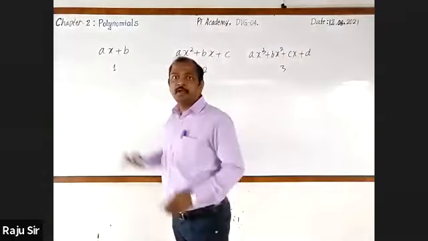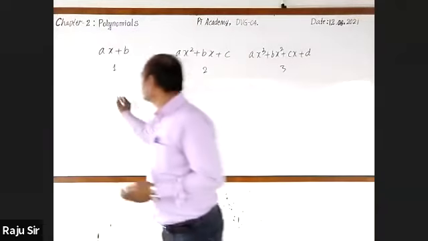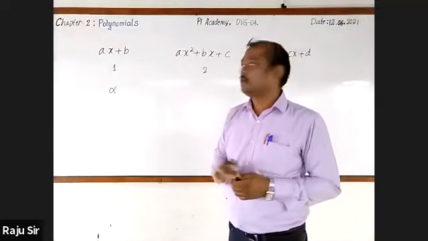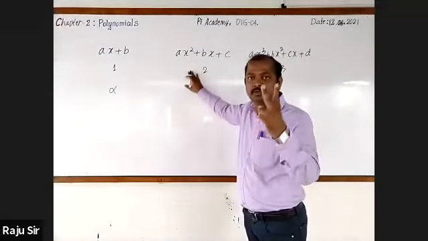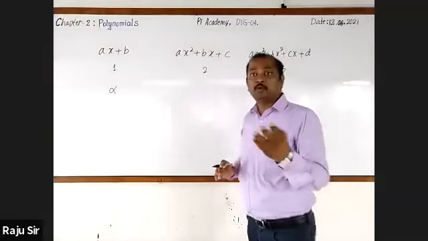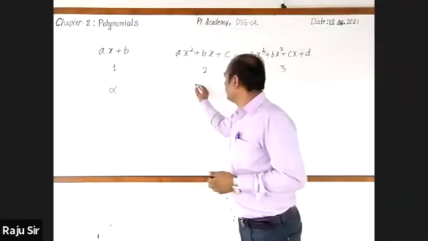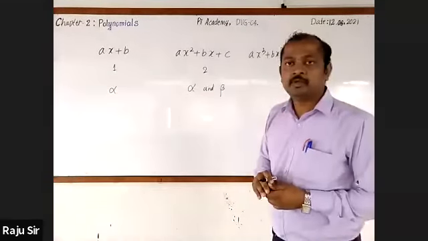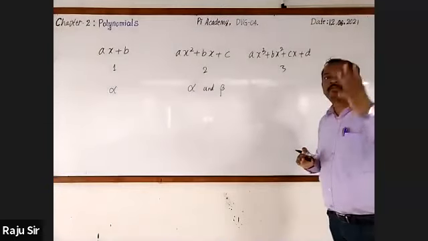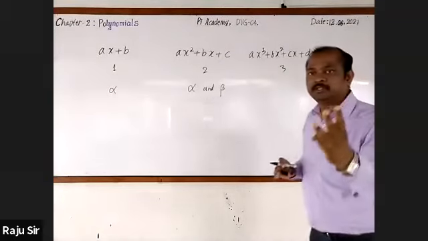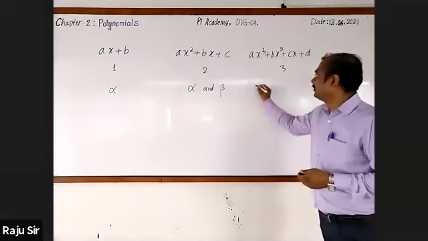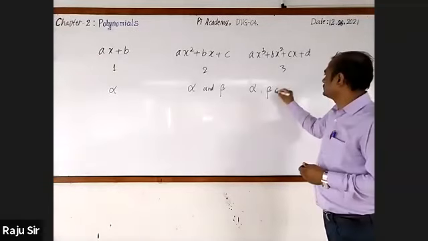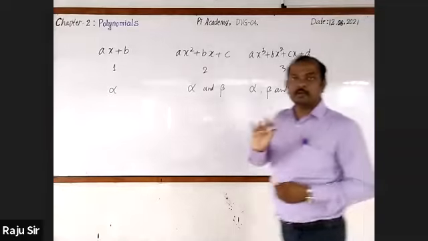Here, a linear polynomial has only 1 zero, hence it is represented by only the symbol alpha. A quadratic polynomial has two zeros. Therefore, the zeros are to be represented by alpha and beta. A cubic polynomial has three zeros. They are to be represented by three symbols: the first is alpha, the second is beta, the third is gamma. Clear?